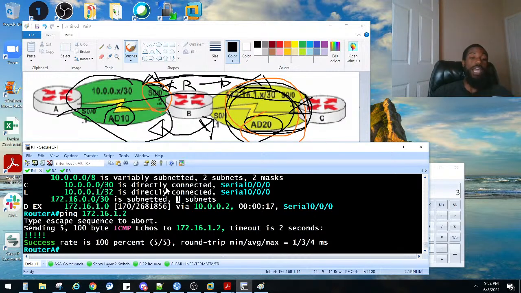Y'all let me know if y'all want to do one more lab, man. If y'all want to call it a night, I'll copy the topology.